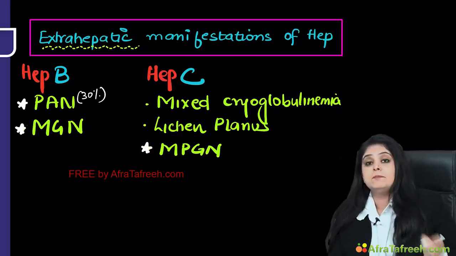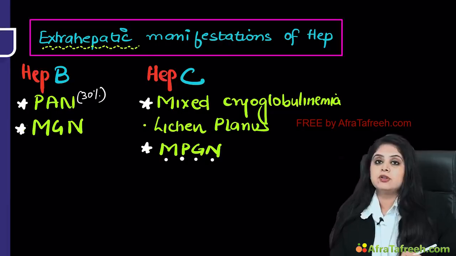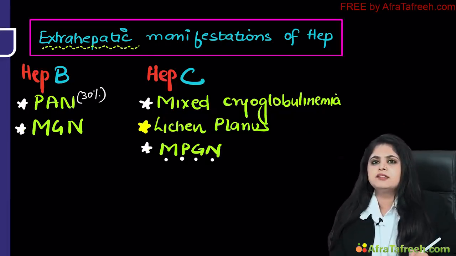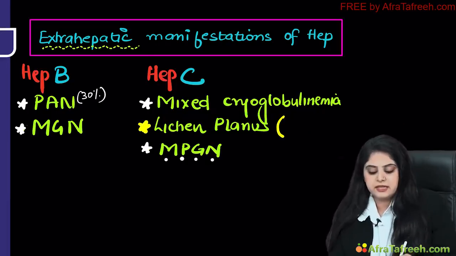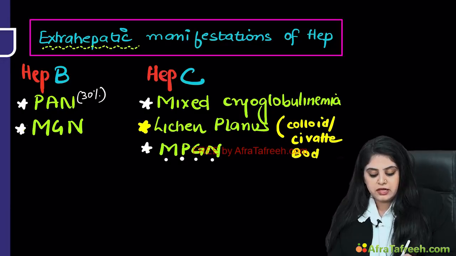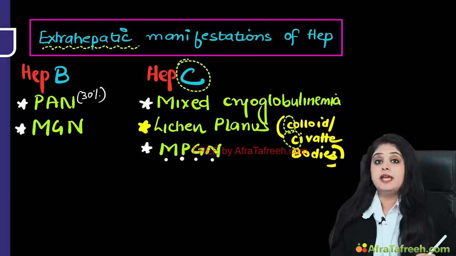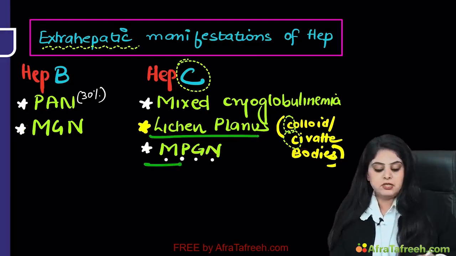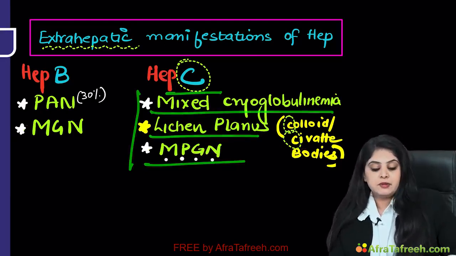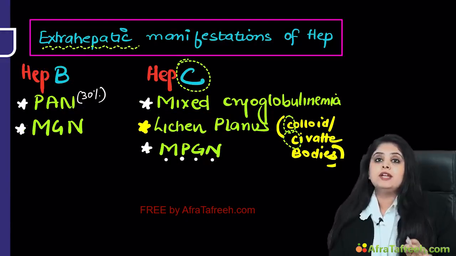Whereas if you add MPGN, membranoproliferative glomerulonephropathy, you add a hematological disorder called mixed cryoglobulinemia and a skin disorder, very famous, lichen planus. What is it about dermatology? What bodies do you see in lichen planus? Do you see the colloid or the civatte bodies in lichen planus? Yes. So remember, colloid or the civatte bodies in lichen planus start with a C and they are also associated with hepatitis C. So lichen planus in the skin, MPGN in the kidney, mixed cryoglobulinemia in the hematological system, these are all hepatitis C things. Hepatitis B goes with PAN and MGN. That's about it. And that wraps up all of your hepatitis chapter.